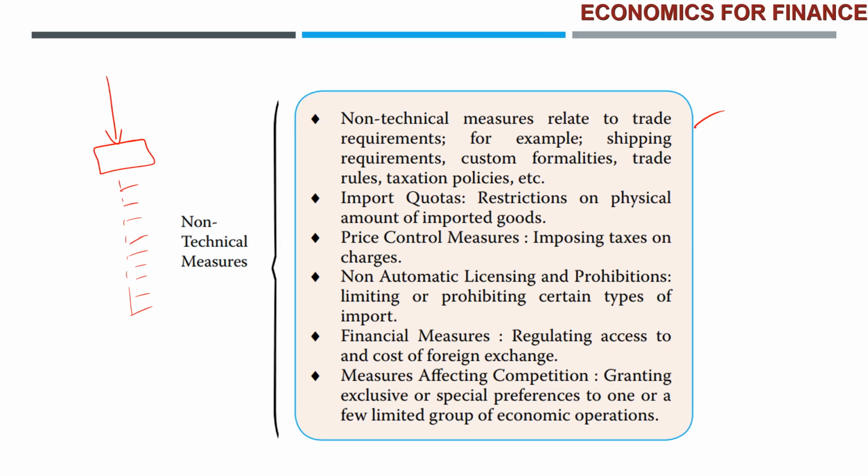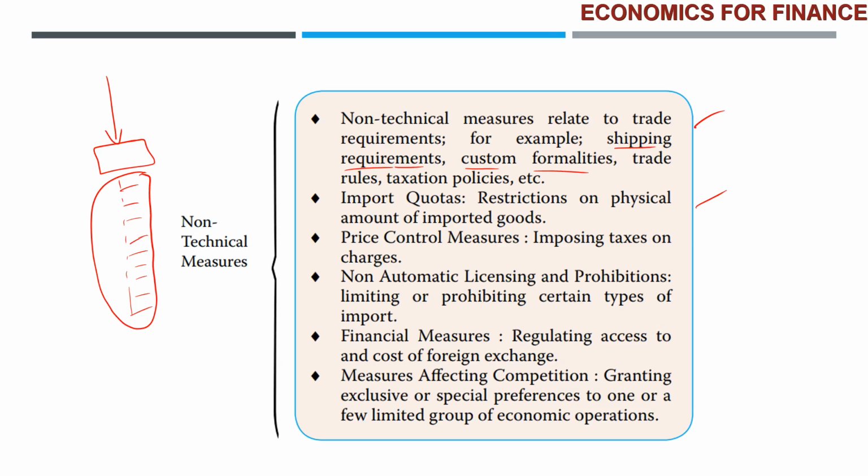Indirectly, we'll put regulations in such a manner that nobody in the world will feel that they want to export goods to India. Imagine, I'm telling, not that we are really doing it. If we do that, those are all non-technical measures. We'll create the customs formalities like that, shipping requirements like that, and trade rules, taxation policies like that. Once again, this can be encouraging also, discouraging also. We can make their life easy also, we can make their life hell also. It is in our hands. That is one way of non-technical measures.